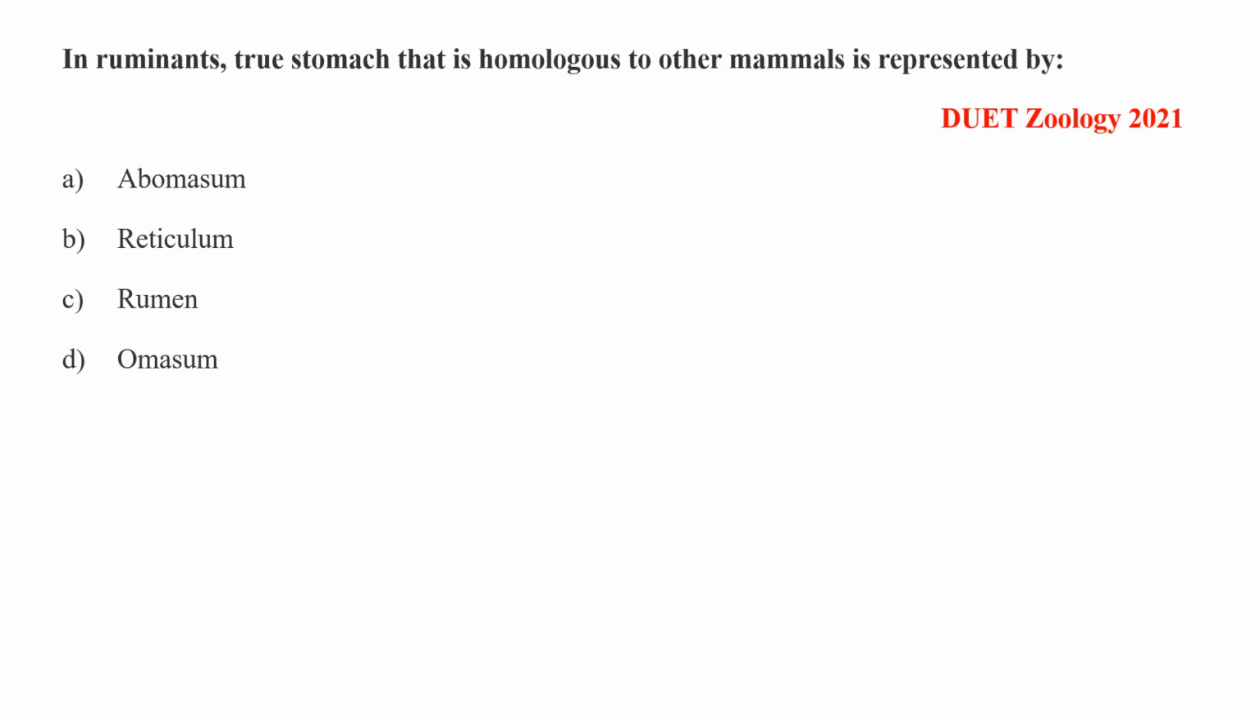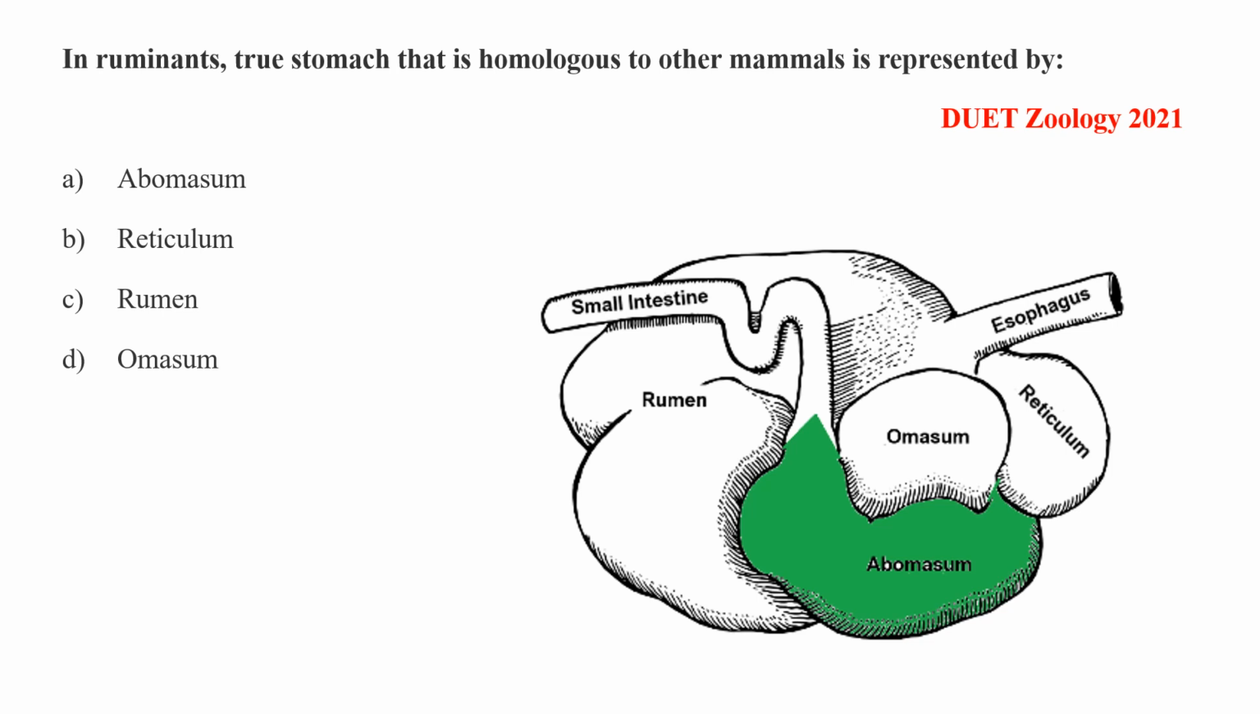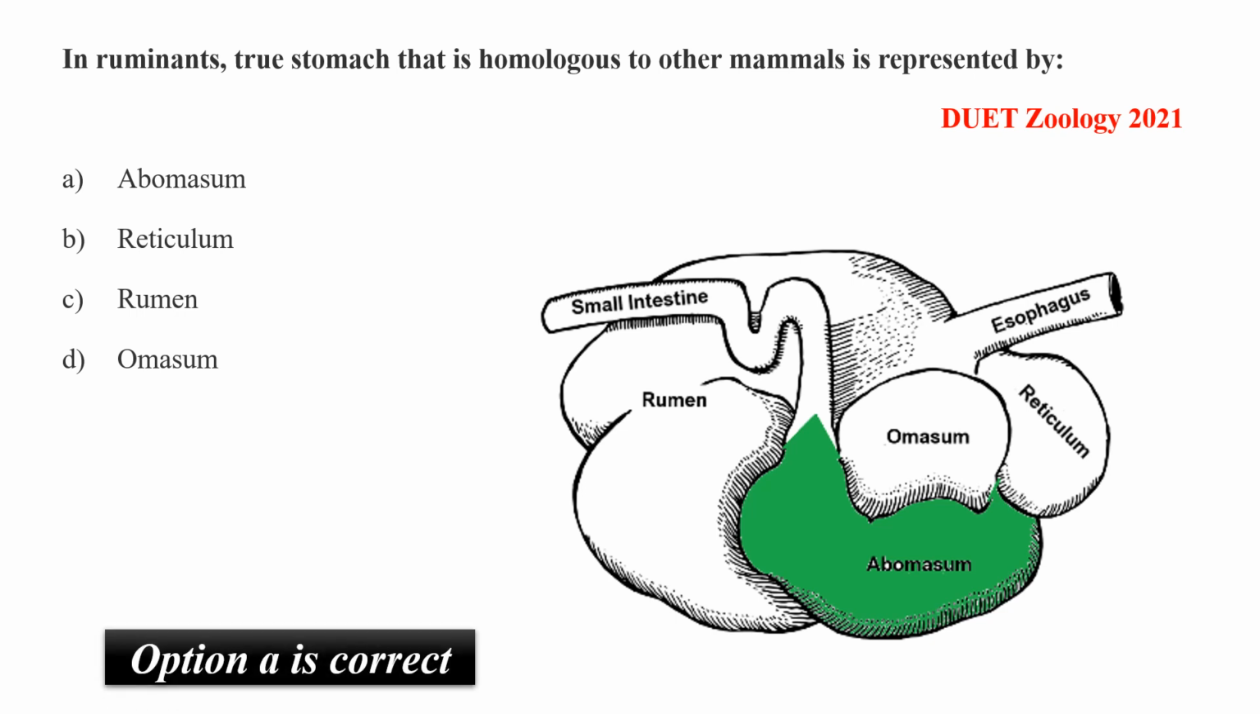In ruminants, true stomach that is homologous to other mammals is represented by abomasum, reticulum, rumen or omasum. Always remember there are 4 chambers in any ruminant stomach. The last chamber, that is abomasum, is an equivalent of a true stomach of any typical mammalian stomach. So hence the option A would be the correct answer.